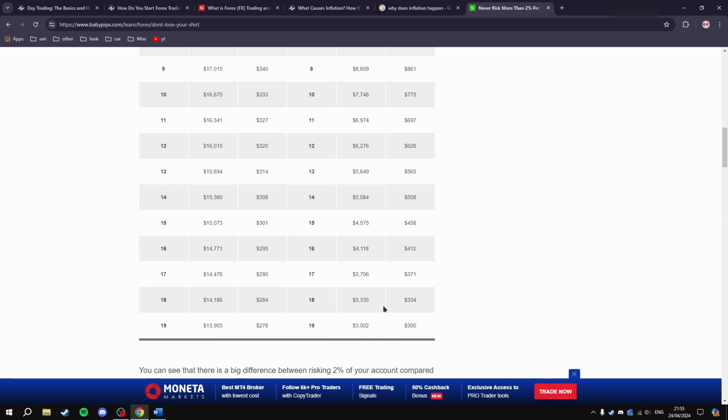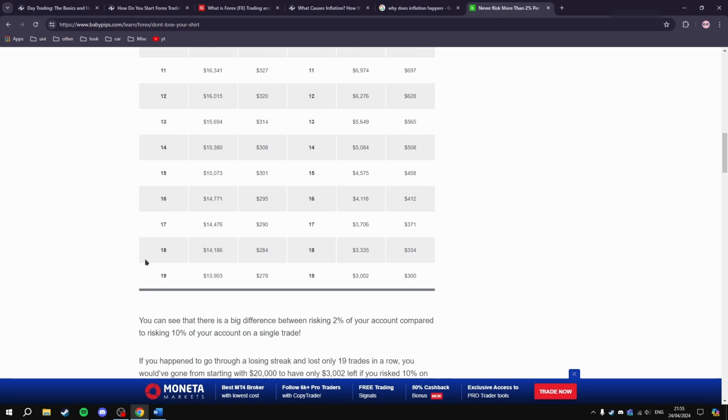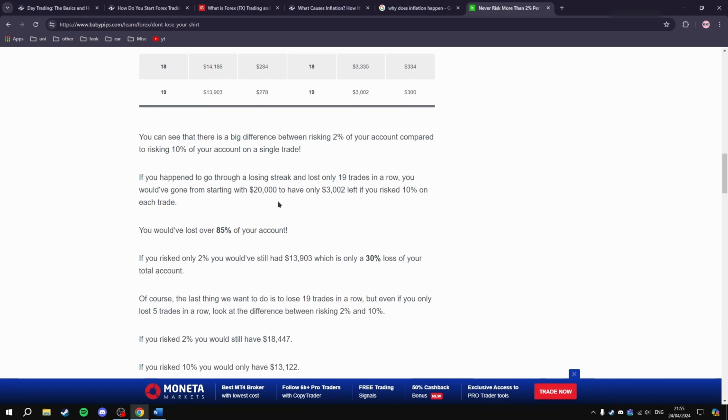Yeah, not a lot, definitely not. You're missing out on a whole bunch compared to when you're risking 2% on each trade rather than 10%. You can see that there is a big difference between risking 2% of your account compared to risking 10% of your account on a single trade. If you go through a losing streak and lose 19 trades in a row, you would have gone from starting with 20,000 to only having $3,002 left if you risked 10% on each trade.